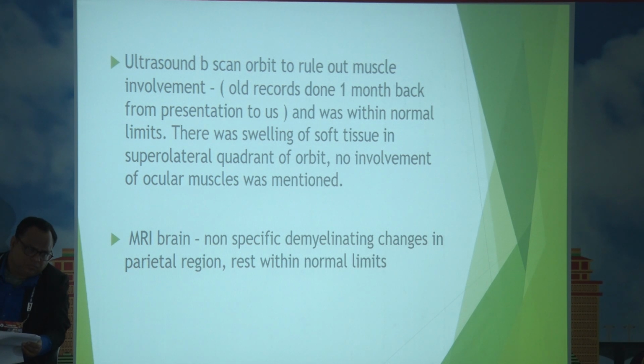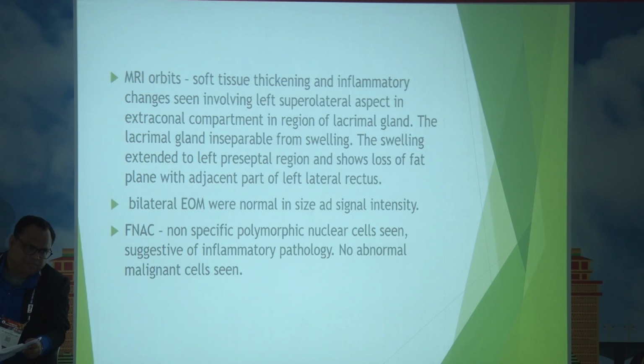Definitely there was swelling of soft tissue in the superolateral compartment of the orbit. However, there was no involvement of the ocular muscles mentioned. Her MRI brain advice came out, showed some non-specific demyelinating changes in the parietal region, and soft tissue thickening and inflammatory changes were seen involving the left superolateral aspect in the extraconal compartment in the region of the lacrimal gland.